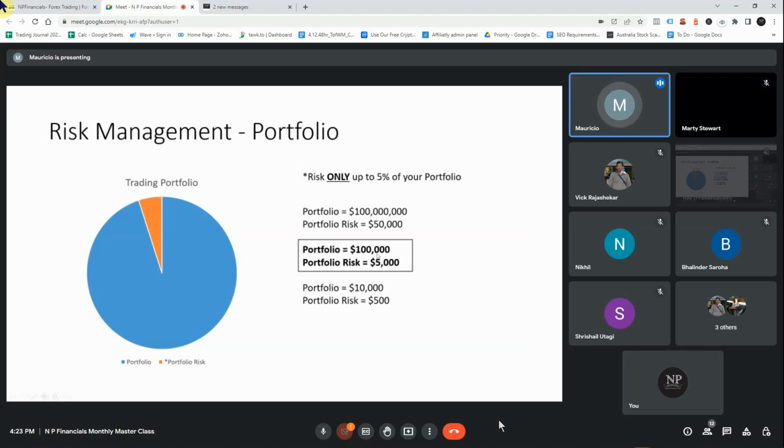Look, I've got it here underlined. So 100,000 would be risking 5,000, and that's essentially what I'm going to follow through on the next slides. Essentially, if it's 10,000 in our portfolio, then we're only risking 500. When I'm saying portfolio risk, that's from the entire capital, right? I'll get to that in the next slide and show you a bit more detail.